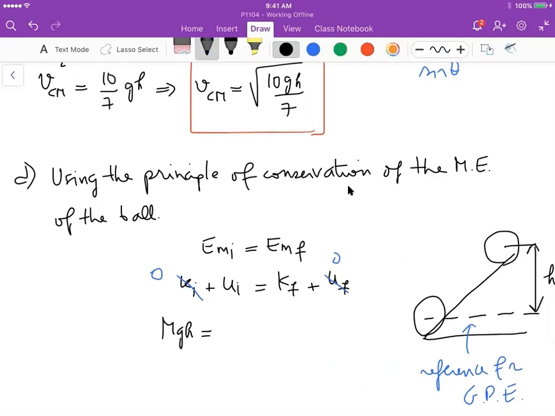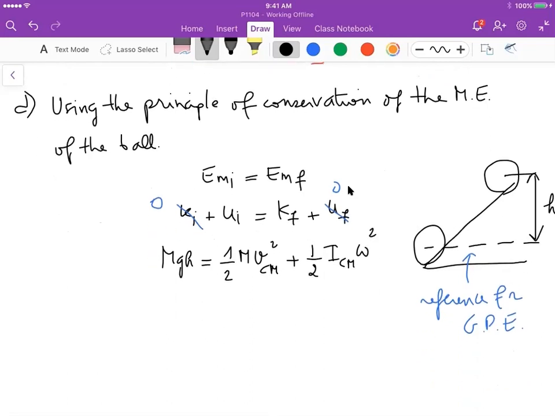And in the final state it only had kinetic energy, which is 1 over 2 m times v center of mass squared, coming from the translation part of the motion. But don't forget that in this case you also have rotational motion, and you have a kinetic energy term associated with the rotational motion, so it's half I center of mass times omega squared.